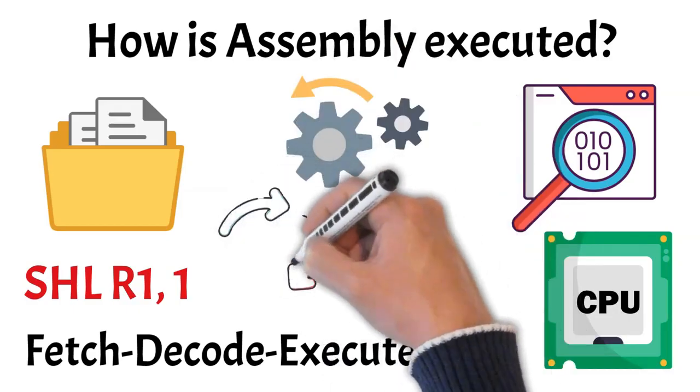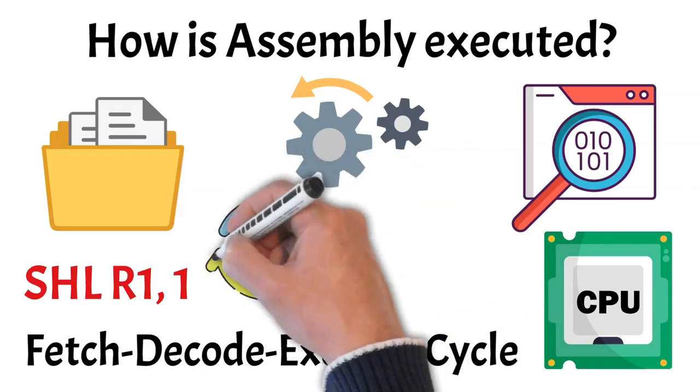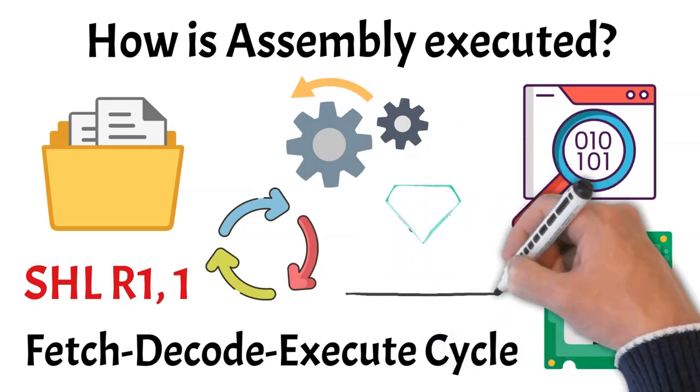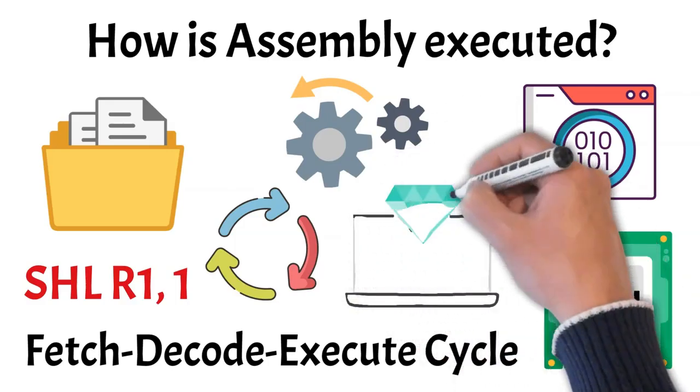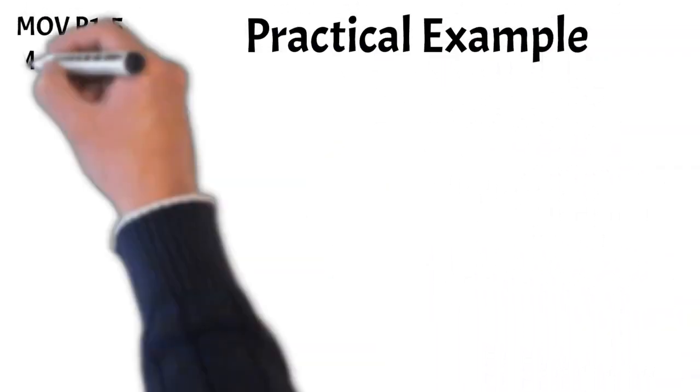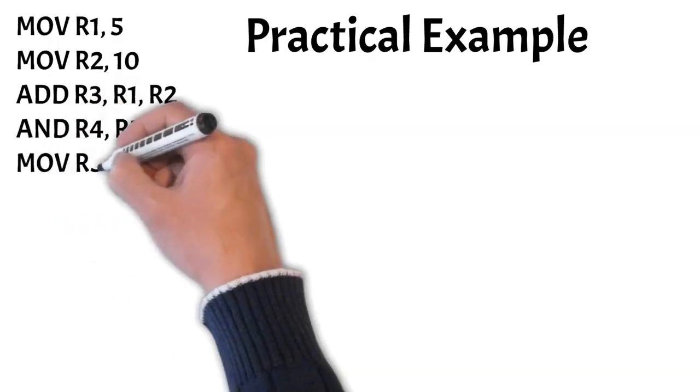This cycle repeats for each instruction in the program, allowing the CPU to process commands sequentially, whether they involve arithmetic calculations, logical operations, or control instructions. By understanding this cycle, we see how assembly language directly translates into actions performed by the computer's hardware, connecting human-readable code to machine-level execution. Now that we've learned about the basic instructions and how they are executed, let's take a look at a practical code example.